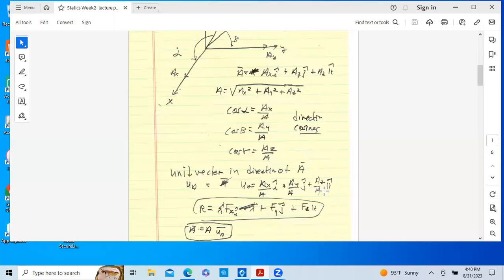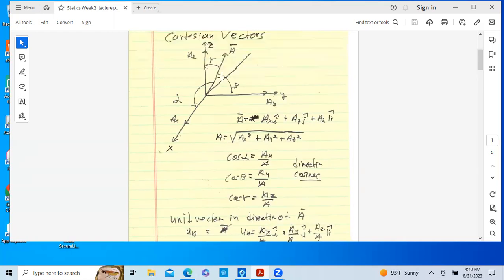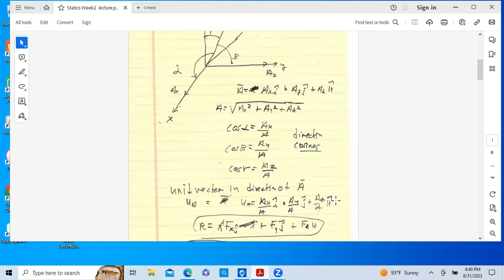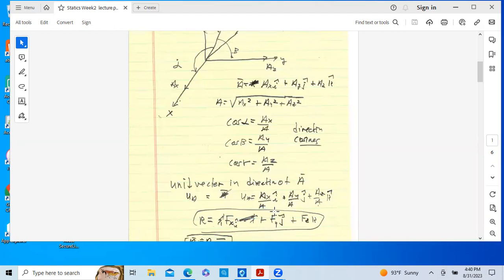So with the direction of A, we can describe a unit vector along A also. Okay, this is a vector quantity. We talked a little bit about unit vectors. So we can define a unit vector along A. And the unit vector is A sub x divided by A i plus A sub y divided by A j plus A sub z divided by A k.